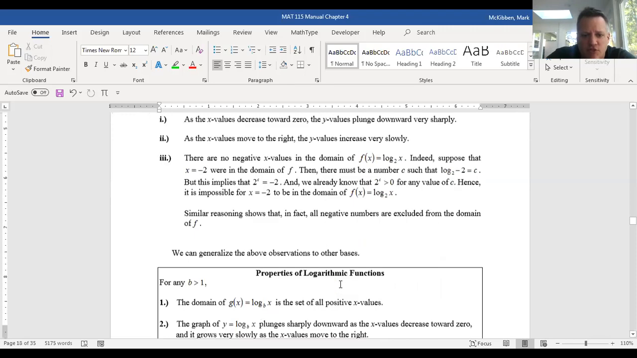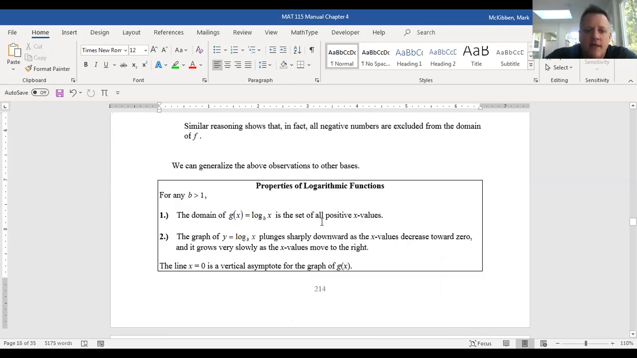Here are some general properties of log graphs. The domain is all positive real values, and the general shape is the same, like I'm saying here, and the vertical asymptote is x equal to 0. Remember, it dips down close to the y-axis as x gets close to 0 from the right-hand side, and so that line is in fact a vertical asymptote for the graph of log base 2 of x, or log base b of x, as long as b is bigger than 1.